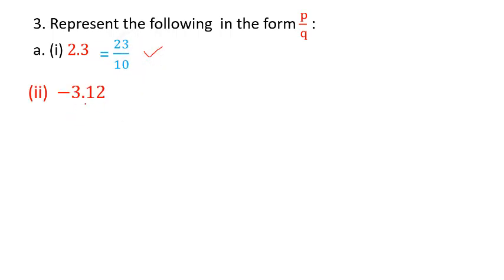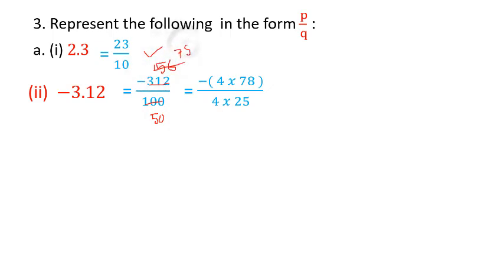Next, negative 3.12. After the decimal, how many digits are there? 2. So obviously you will divide by 100 and the negative sign will remain as it is. Now this can be further divided. I have broken this into factors, 4 into 78 and 4 into 25. You can directly divide. If you are not comfortable with 4, you can go with 2. 2 5s are 10, 2 6s are 12, and here 2 25s are 50. Again you can divide, 2 7s are 14, 2 8s are 16, and here 2 25s are 50.